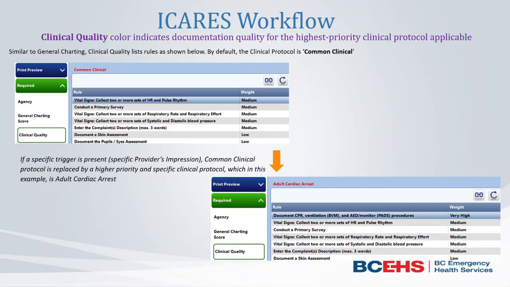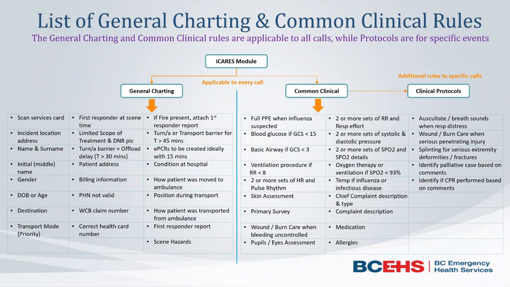With the clinical quality scores, they also apply to every call as a matter of clinical best practice, such as medical history, medications, allergies, and vital signs. Additionally, 10 protocols have been included that will get triggered by specific scenarios, such as a provider's impression, and this will piggyback off common clinical rules. An example would be a cardiac arrest event, where additional rules will guide paramedics in completing all the pertinent clinical fields, such as AED, compressions, and ventilations.